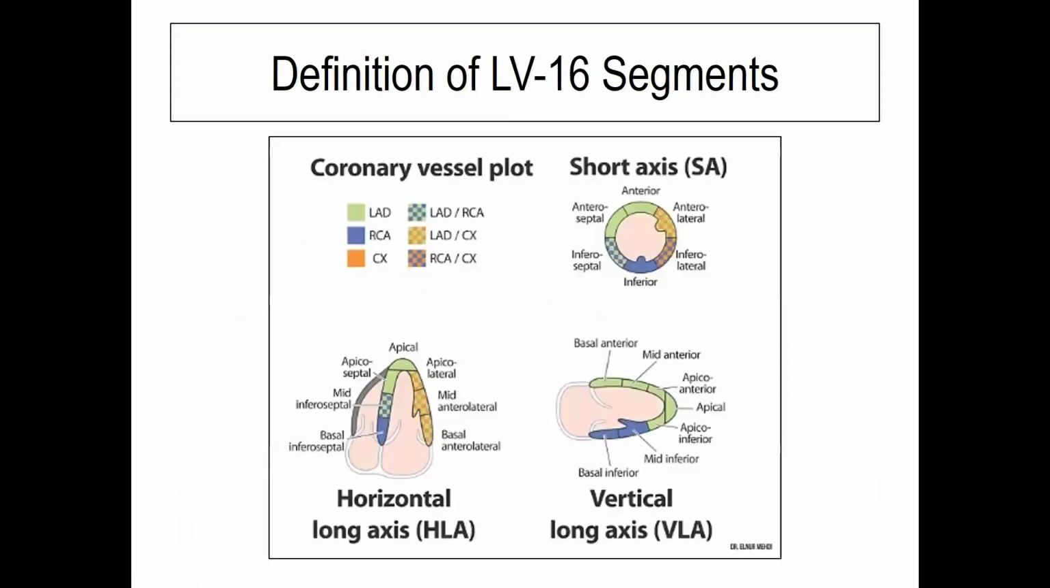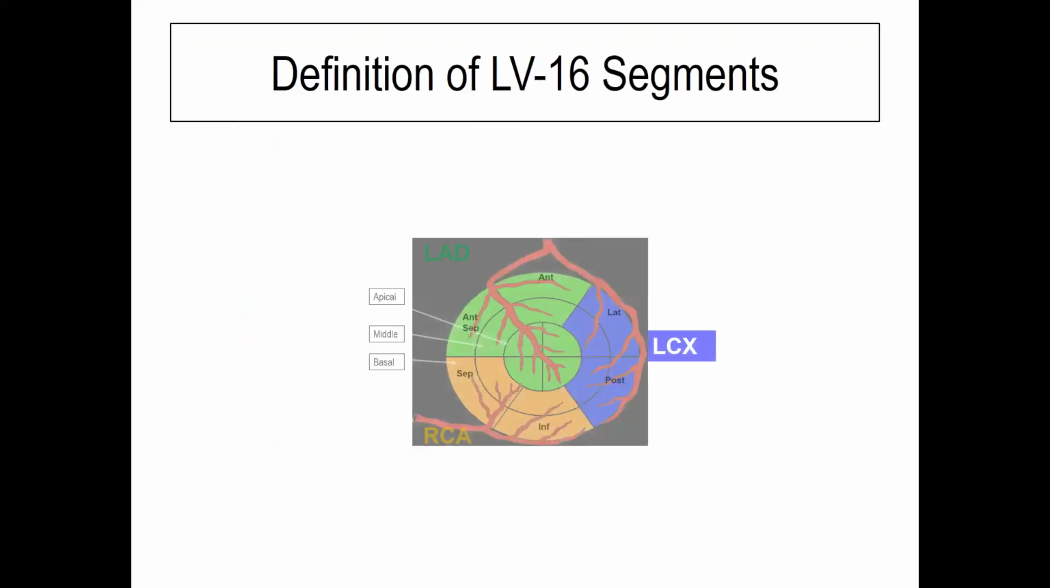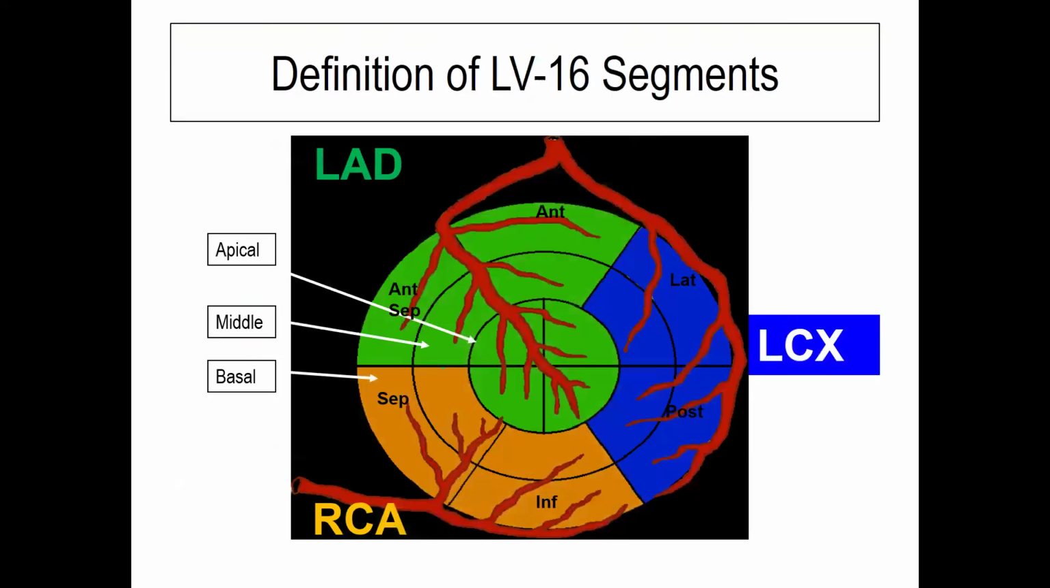And that helps you in making a diagnosis. Many people don't only talk of 16 segments, they always talk of 17 segments. Now this is a bullseye diagram. This is the LAD, mid and basal anterior septum, basal anterior wall. Mid anterior septum, mid anterior wall. And here is a basal anterior wall.